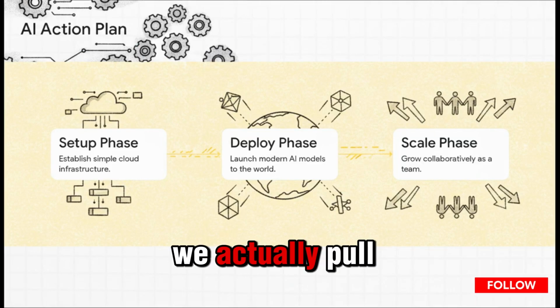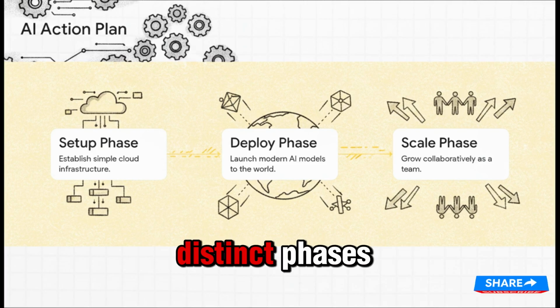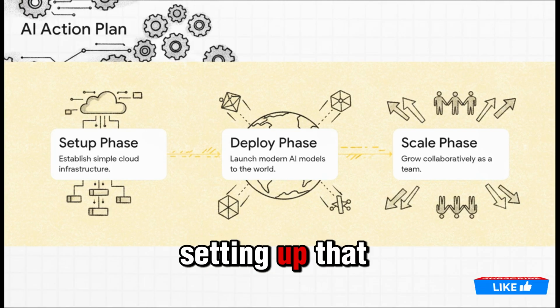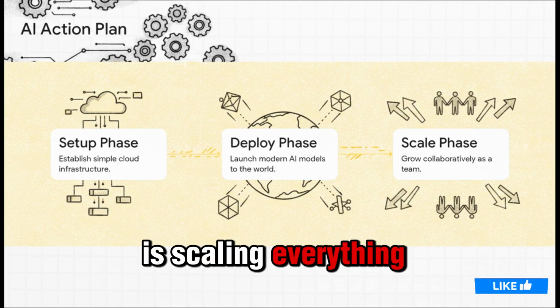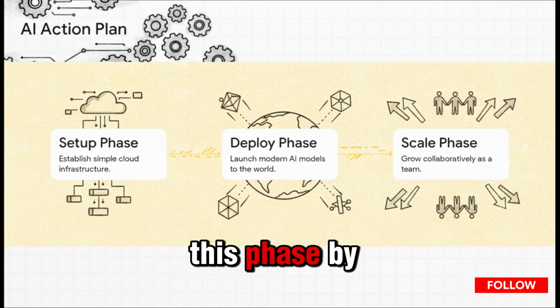So how do we actually pull off this developer-friendly approach? Well, we break it down into 3 distinct phases to help your team move faster and build smarter. Phase 1 is setting up that simplified infrastructure. Phase 2 is deploying those modern AI models. And Phase 3 is scaling everything collaboratively as your usage inevitably grows. Let's walk through this phase by phase.